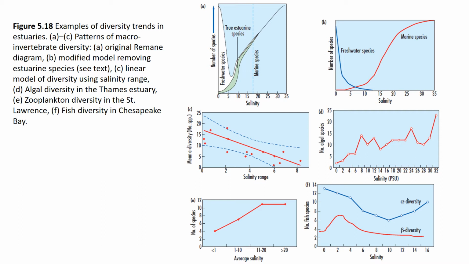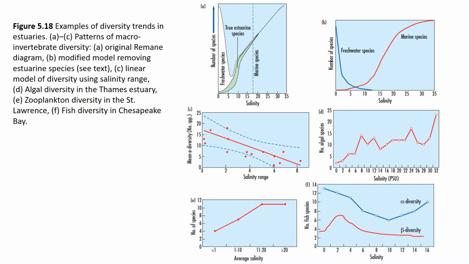In panel B, slight modification here. This basically shows the transition from freshwater species to marine species, and we can see that in both freshwater and marine species there is an almost exponential decrease in the number of species in this sort of mid-estuary where the salinity is between 5 and 10.